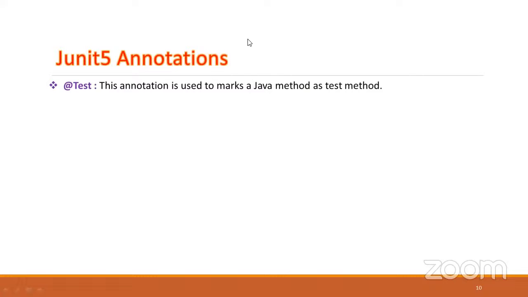So what is the importance of the @Test annotation? Basically the @Test annotation is used to mark a Java method as a test method. Come on, guys. This annotation is used to represent the Java method as a test method. Yes, that is one of the important annotations as part of JUnit 5.